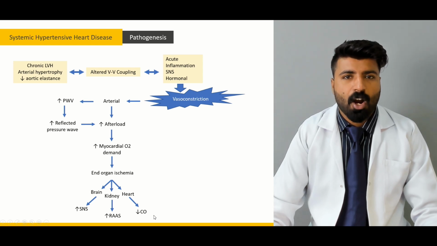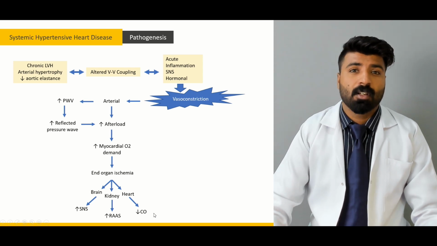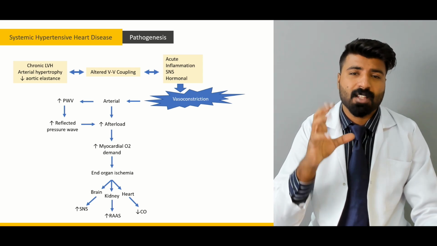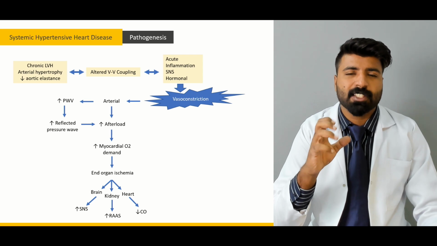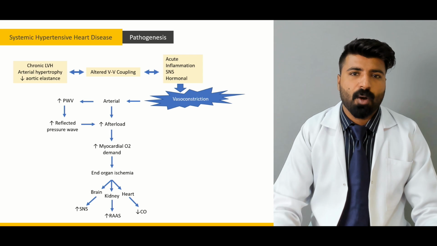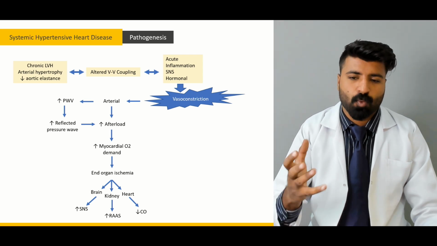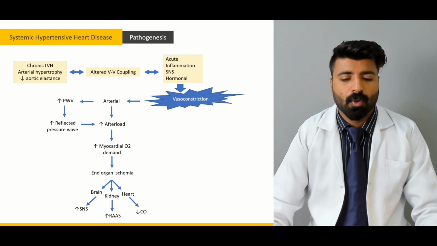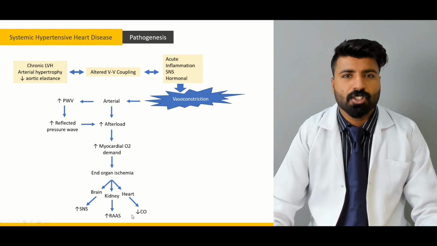CO means cardiac output. Why is cardiac output decreasing? Cardiac output is decreasing because the heart is not working properly. The heart is not functioning as a pump. When it's not functioning as a pump, it's not pushing enough blood out, so it won't be able to push all the blood out. When it's not working enough, the cardiac output will go down.